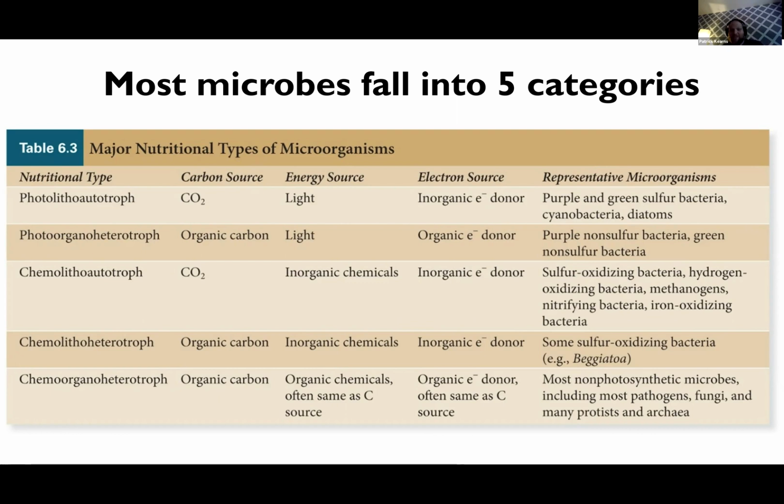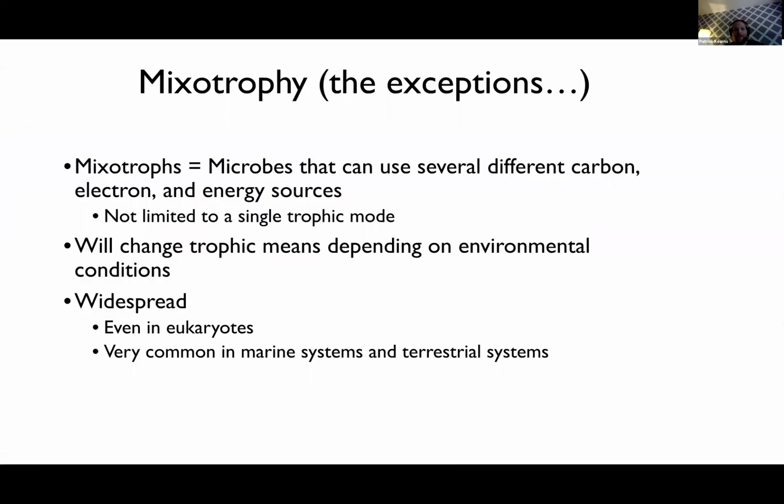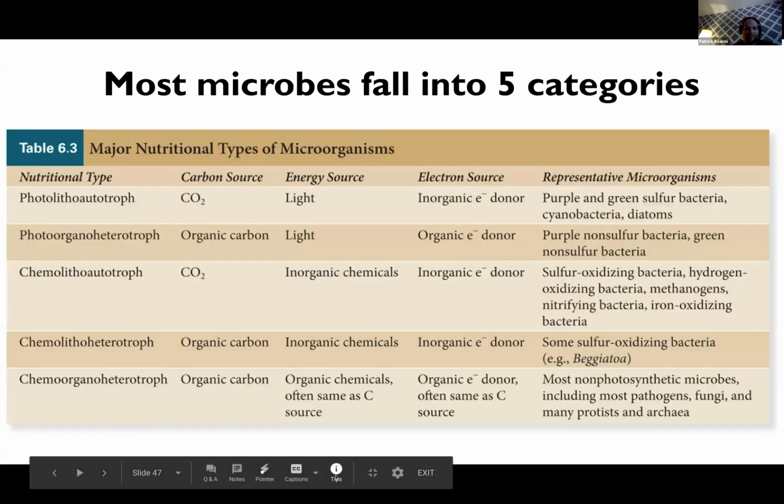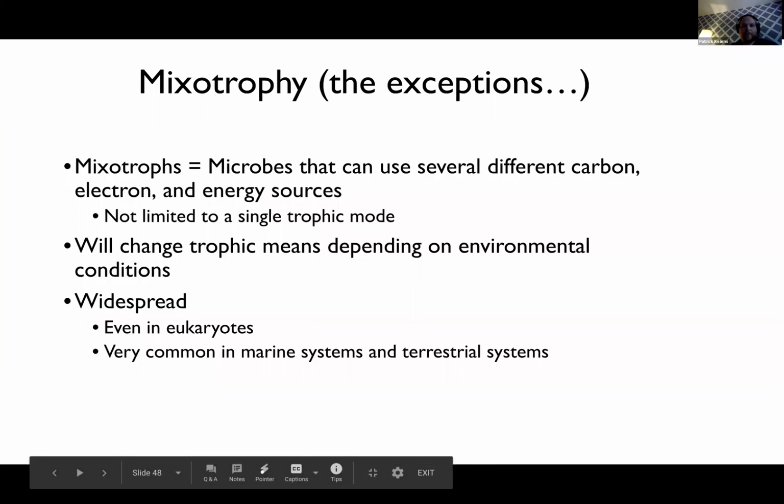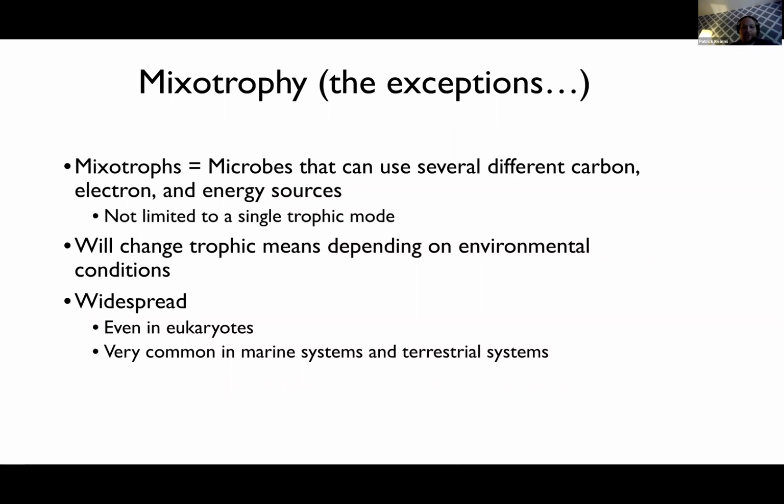All these categories only exist in microbes. They don't exist in eukaryotes at all. There are exceptions here. Some microbes are what we call mixotrophic, or mixotrophs, microbes that have the capacity to use several different carbon, electron, and energy sources, and they're not limited to one of these 5 categories. Depending on the environment, they will change their trophic designation depending on what's available.